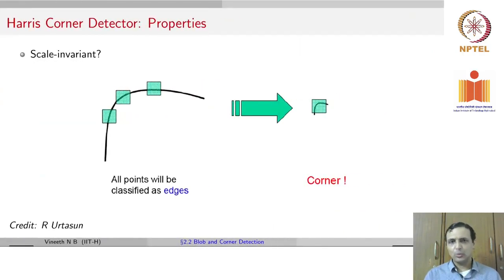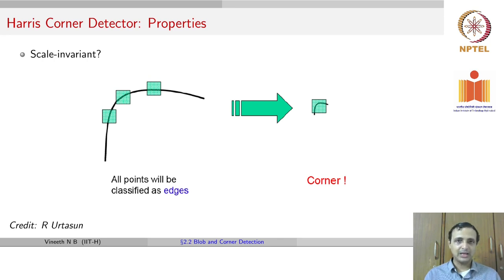Let's ask a few questions about properties of the Harris corner detector before concluding this lecture. The first question we're going to ask is: is the Harris corner detector scale invariant? What do we mean by scale? Remember, scale is complementary to resolution.